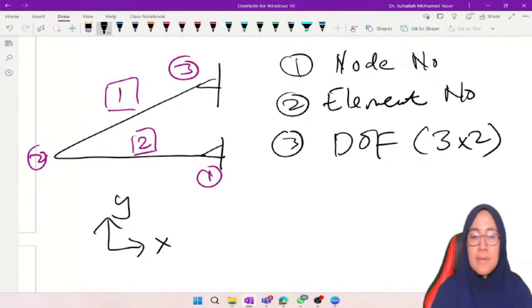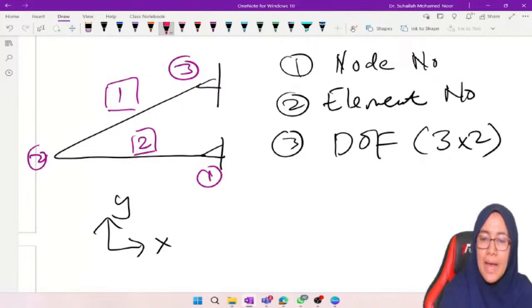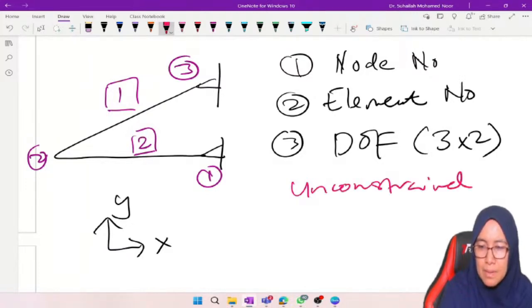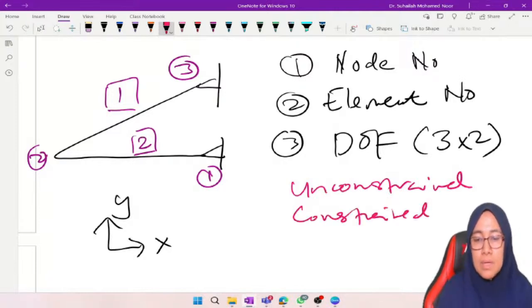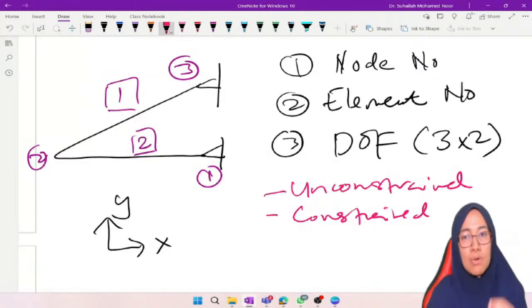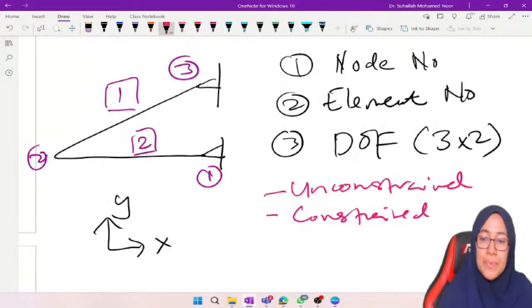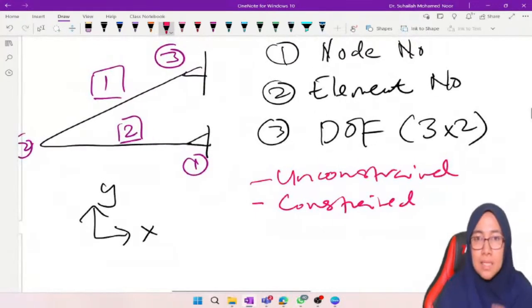Unconstrained and constrained. So we have to identify unconstrained and constrained degrees of freedom. This is under degree of freedom: unconstrained degree of freedom, constrained degree of freedom. In total there are 6.